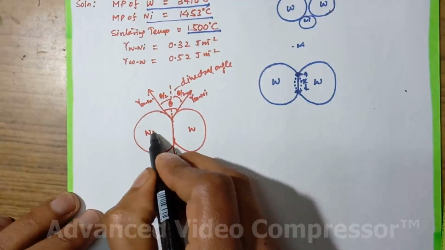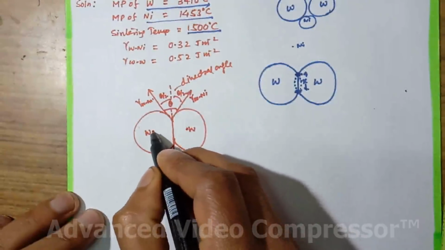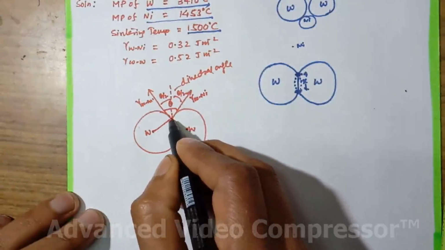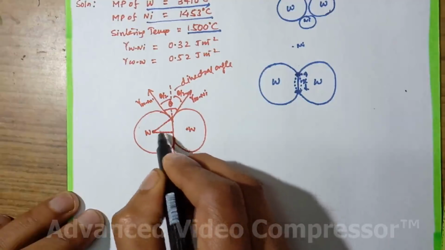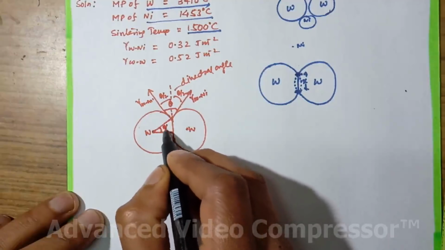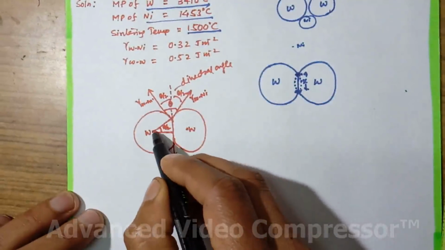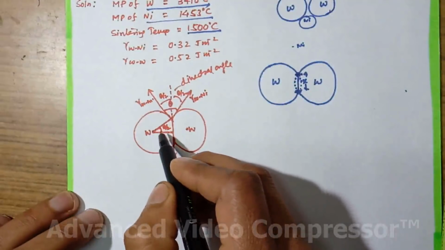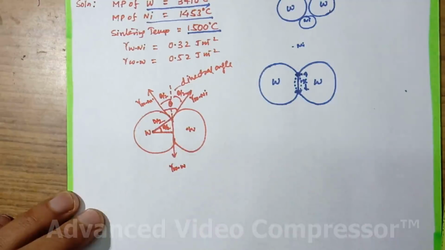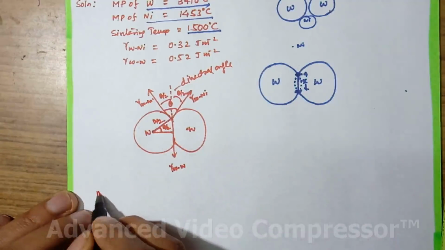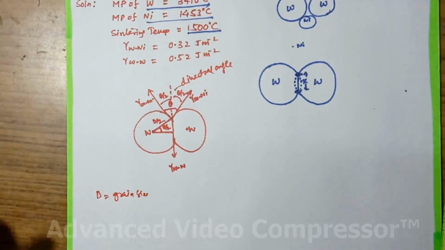And this is the center of the two particles. Now if you draw a line at just this junction, a straight line over here, then this angle, if you measure, will again be theta by 2. So we know this is the radius of the particle, which will be equal to d by 2. d is the grain size, so we will write here d is equal to grain size.